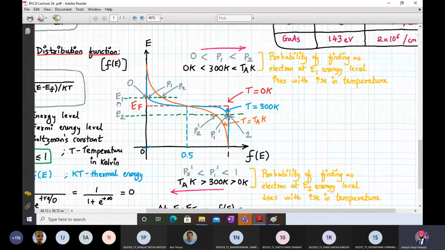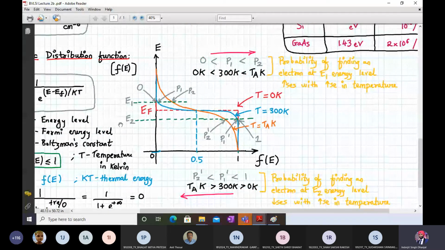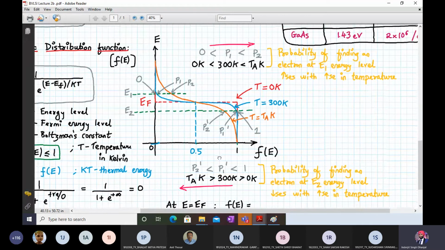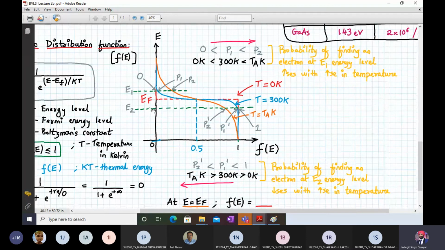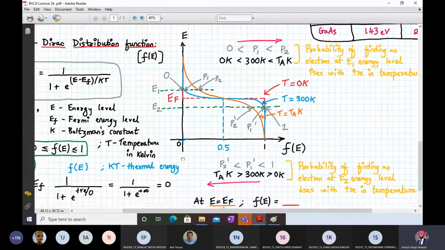And this E1 is greater than EF. So your probability will be closer to the 0 side. And this is the EF level, right? Let's say we have an E2 energy level. Now the probability of finding the electron at a temperature of 0 degree Kelvin is 1. For 300 degree Kelvin, it is P1 dash, and for TA degree Kelvin, it is P2 dash, correct? So here we can say the probability of finding an electron at the E2 energy level decreases with increase in temperature. Okay, so this is what we mean by the Fermi Dirac distribution function.